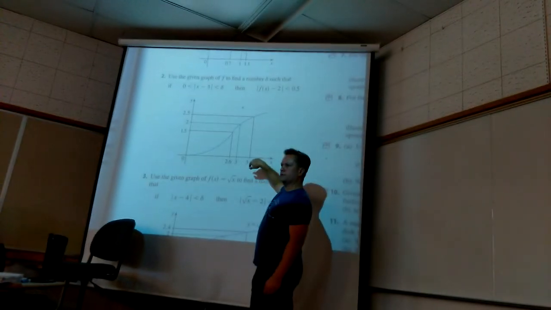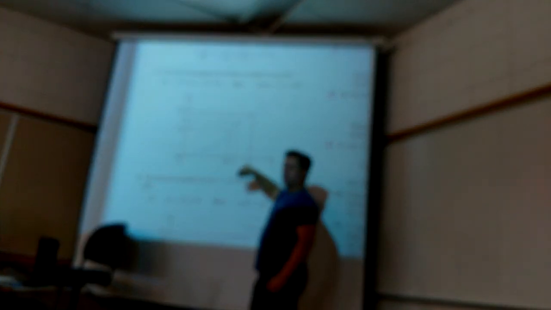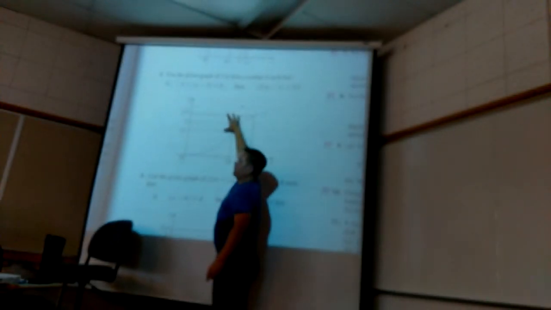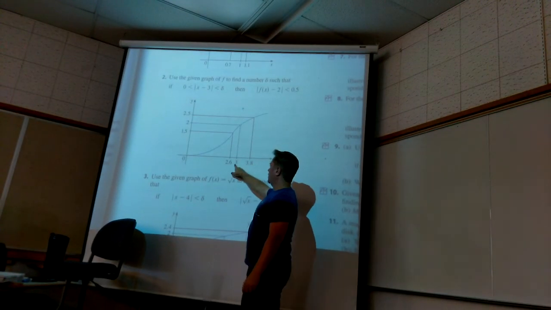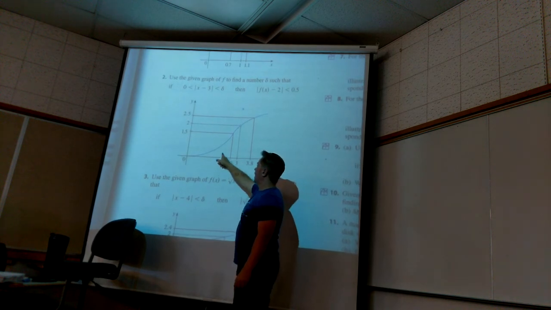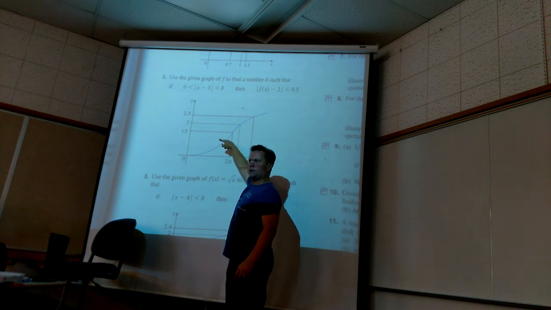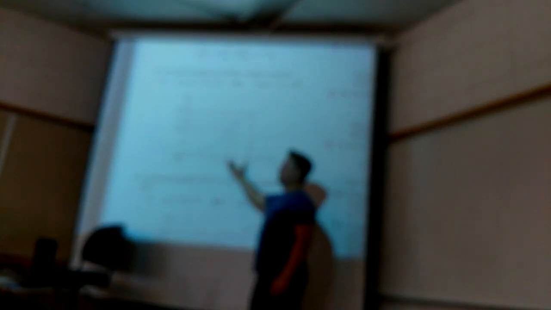Now, if I trace 1.5 over, I can see what that input is. If I trace 2.5 over, I can see what the input is. So what's delta? The distance away from 3 so that the outputs are always in between here. Could delta be 0.8? Because then what would that mean? I have to go 0.8 down. Is that inside here? No, that is way down there. Do you see what I'm saying? So what would delta be? It's not 0.8.